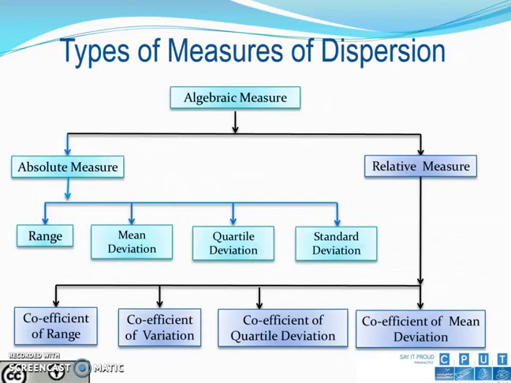Types of measures of dispersion. So we've classified measures of dispersion into 2 categories, which are algebraic and graphical measures. For our presentation, we're going to be talking about algebraic measures. So algebraic measures are subdivided into relative measures and absolute measures, as you can see these two. Both these subdivisions are further divided into 4 groups each, which are the range, the mean deviation, the quartile, the standard deviation, and then for the relative measures, these are the coefficients of all of the above.